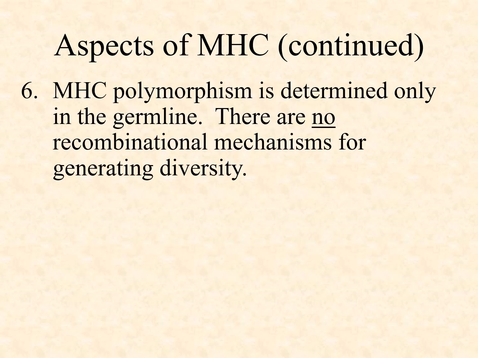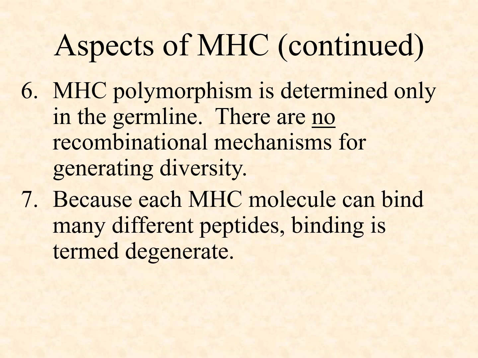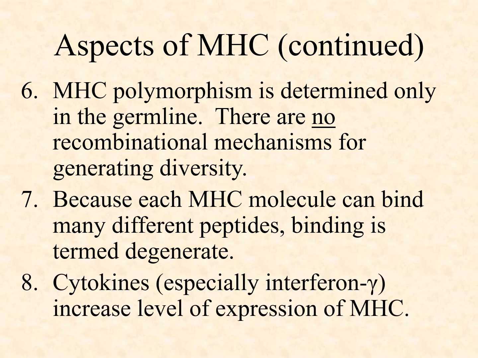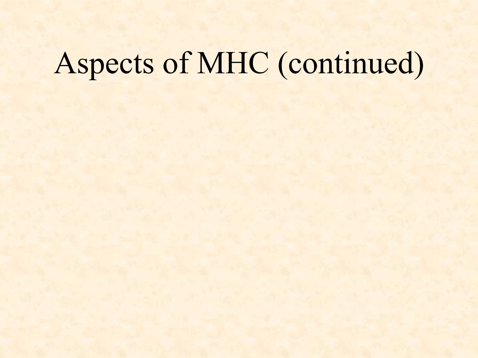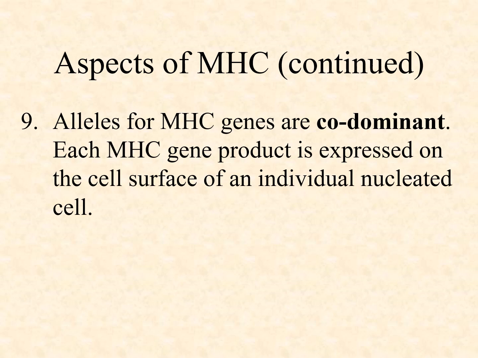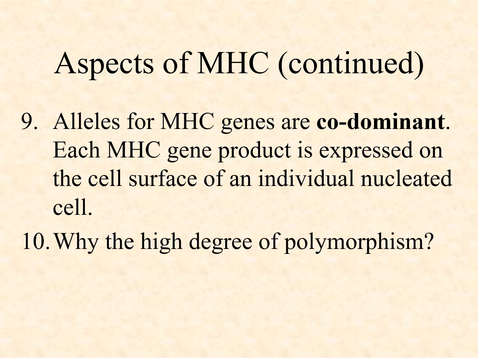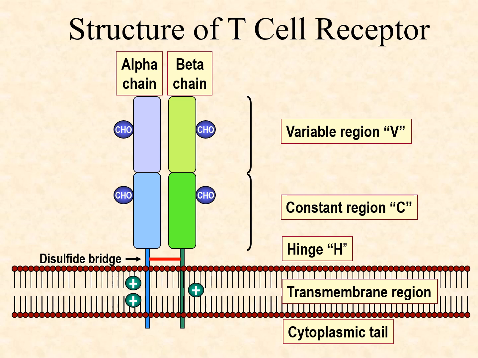MHC polymorphism is determined only in the germline. There are no recombination mechanisms for generating diversity. Because each MHC molecule can bind many different peptides, binding is termed degenerate. Cytokines, especially interferon, increase the level of expression of MHC. Alleles of MHC genes are codominant. Each MHC gene product is expressed on the cell surface of an individual's nucleated cells. Why the high degree of polymorphism? Survival of the species.